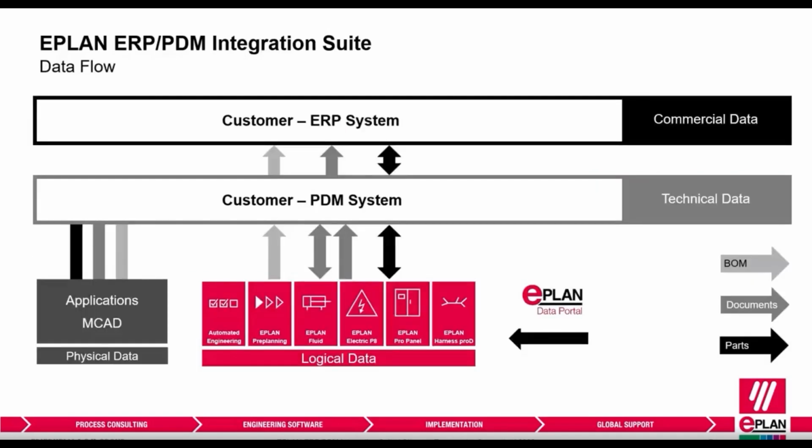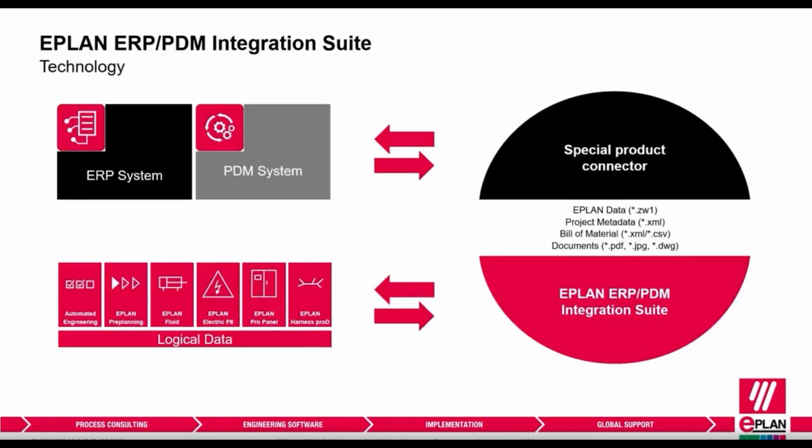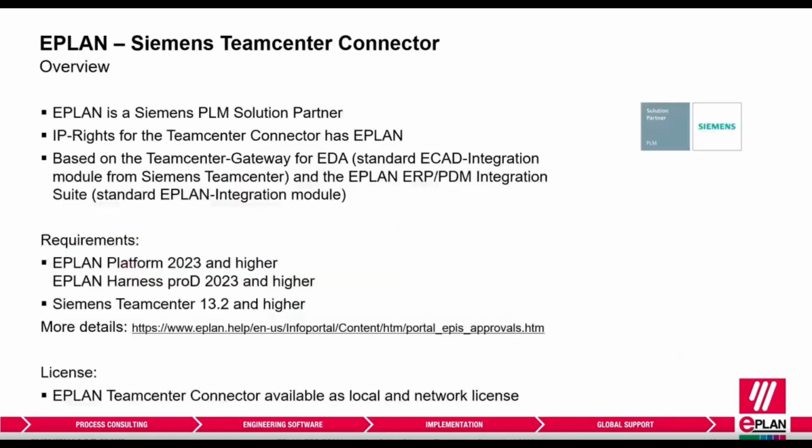So in a typical enterprise, the PDM system is going to be the single source of truth. The Eplan platform is going to feed the PDM system data, and then the ERP or PDM integration suite is going to act as a traffic cop between the Eplan platform and a special product connector, ultimately linking that data to the ERP or PDM system. In the case of the Teamcenter application, the special product connector will be the Siemens Teamcenter connector. The connector is developed by Eplan in partnership with Siemens. It upgrades as the platform upgrades.